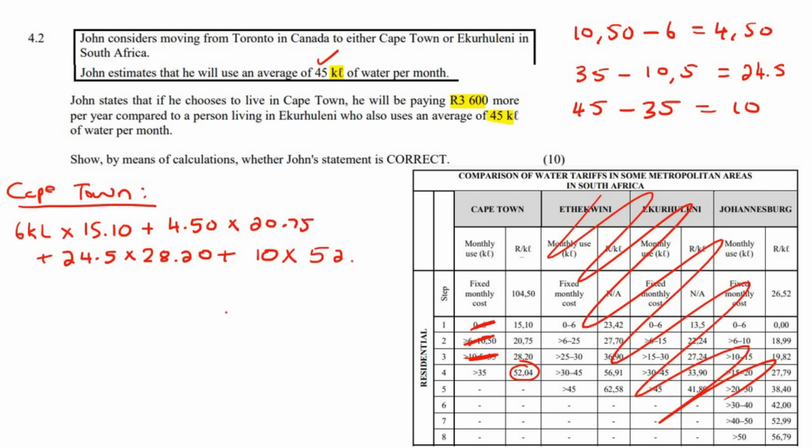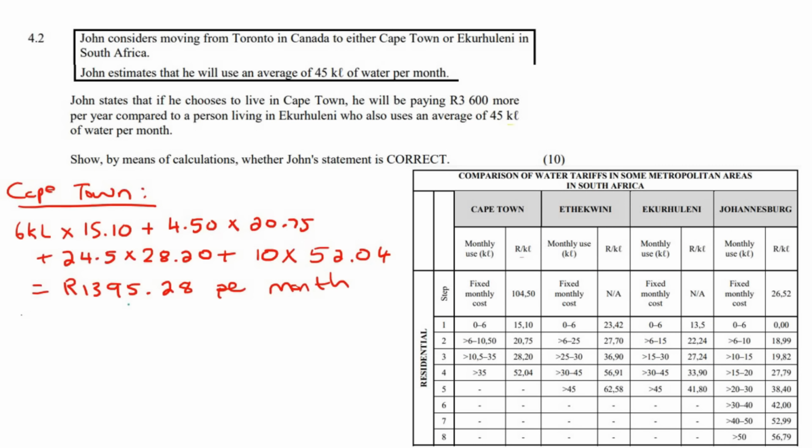So 52.04. And so if we go work out how much John's going to pay, let's see. So you can just say 6 times 15.10 plus 4.50 times. You're just going to go type this all on your calculator. Okay, it's going to be 1,395 rand. If we round that to 2 decimals, it's going to be 0.28.